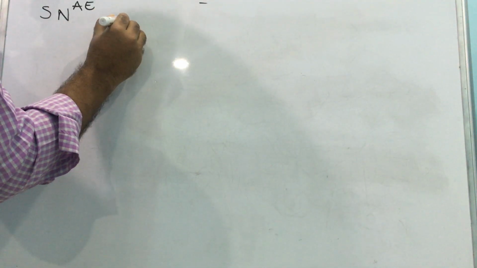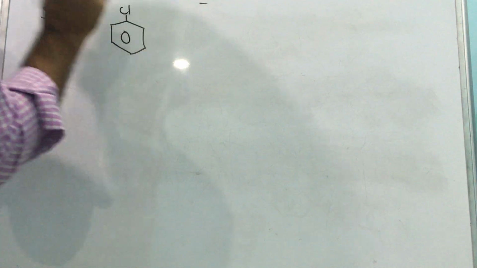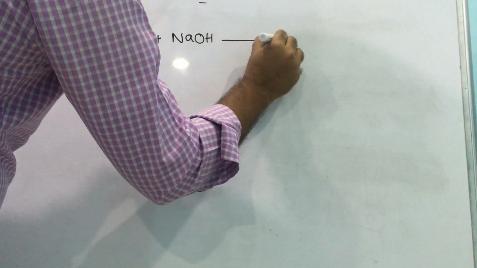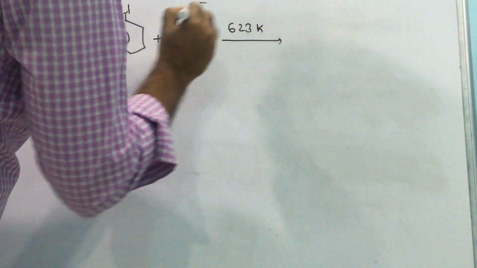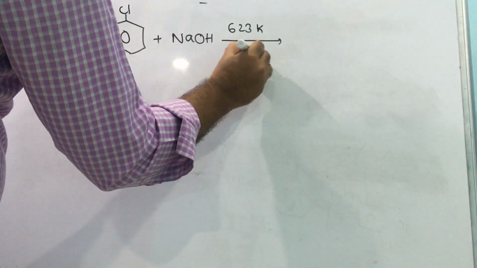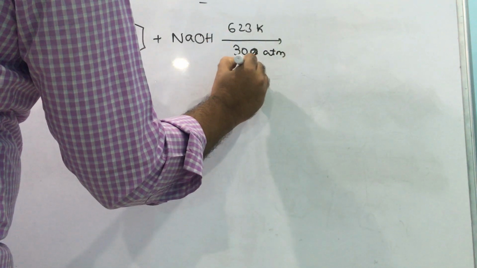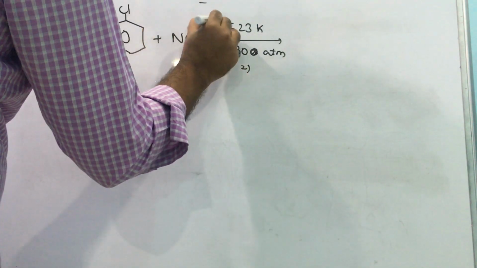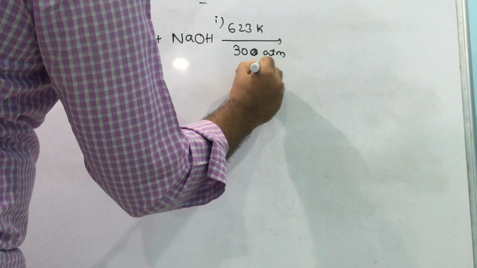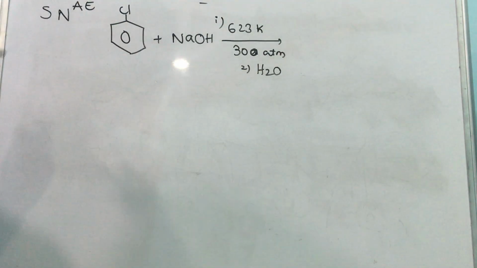A well known reaction is this chlorobenzene. This chlorobenzene reacts with NaOH at nearly 623 Kelvin and high pressure, nearly 300 atmosphere. The first step is between NaOH, 623 Kelvin and 300 atmosphere. The next step is you can add H plus or water.